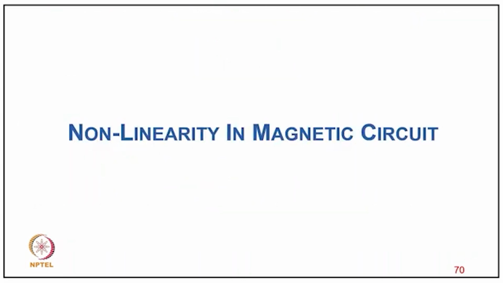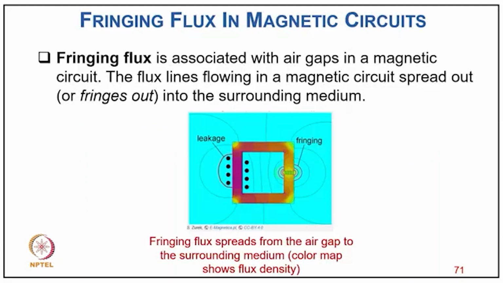Now coming to nonlinearity in the magnetic circuit, which normally occurs in the ferromagnetic part. As you can see here, we have a fringing flux associated with the air gap in the magnetic circuit. The flux lines flowing into the magnetic circuit spread out or fringe out into the surrounding medium, as you can see here. So we have a fringing spread out from the air gap to the surrounding medium. The color map shows the flux density, and of course the leakage flux is also shown here.